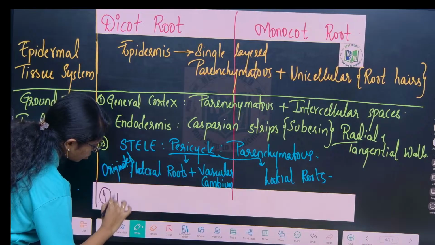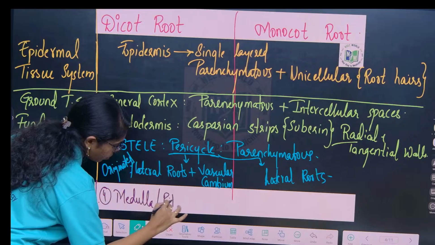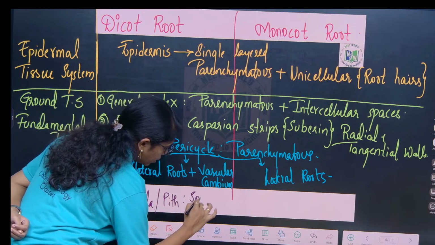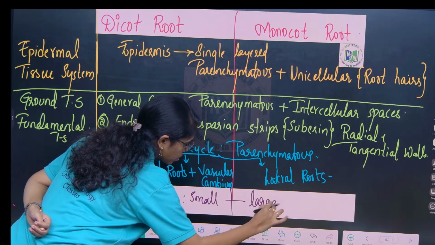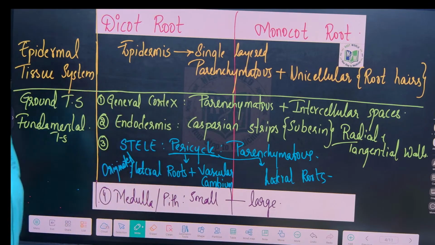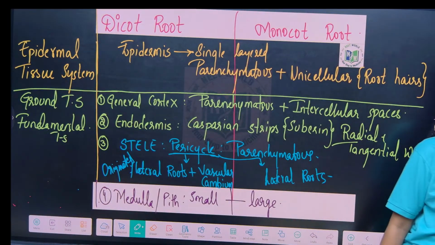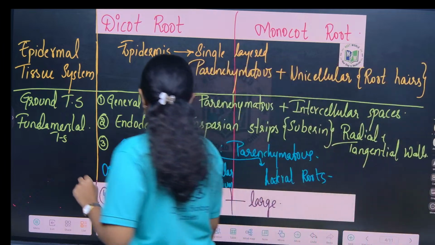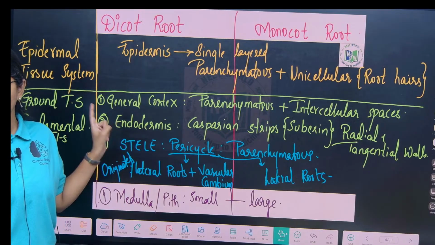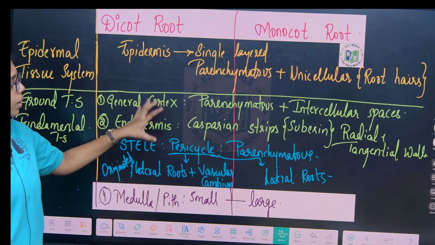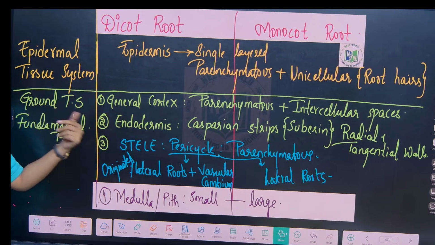In the fundamental tissue system in root, medulla or pith is small in dicots, large in monocots. Clear? Small in dicots, large in monocots. See, this stands as your standard reference if you write it in a proper way. If you remember this chart, it is enough. Those two diagrams which we have dealt with previously and this chart, it is enough. Okay?